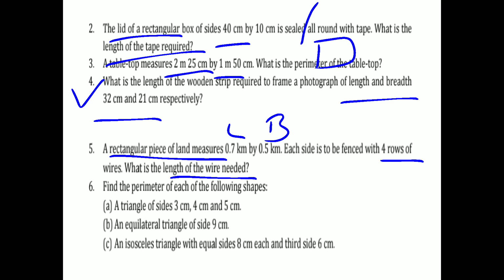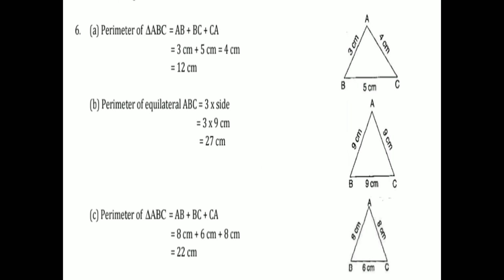Question number 6 has 3 parts. First, you have to find the perimeter of a triangle. When all the sides are different, you use the sum of all the sides. And in an equilateral triangle, you use 3 into side. Clear? And in an isosceles triangle, again, where two sides are equal, you use the sum of all the sides. So all the parts are easy ones. So let's see how we do. You can make the figure in every part.